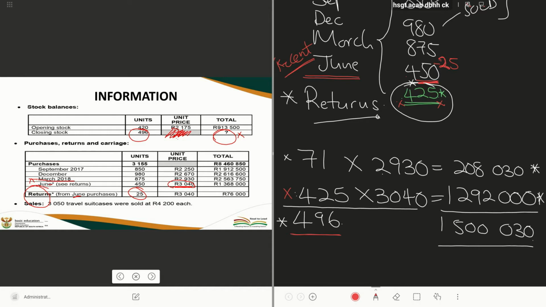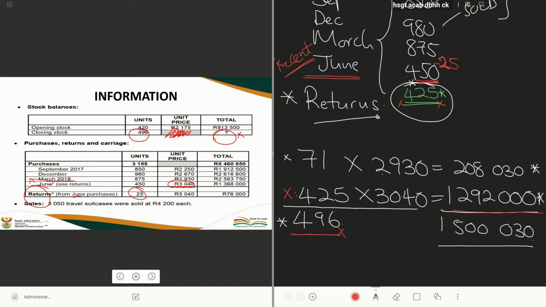Hence here, I have my 425. I say 425 units multiplied by the cost per unit. It gives me the total, which is 1,292,000. Boys and girls, remember, my closing stock is 496. Therefore, in June, I only got 425. How many do I still need? 71. How do you get 71, Mr. Simbi? You say 496 minus 425, you get 71.